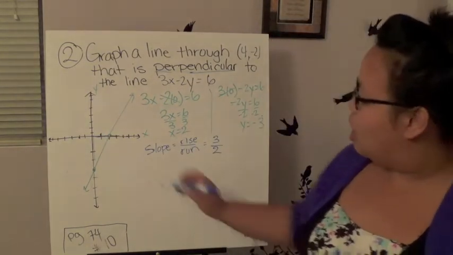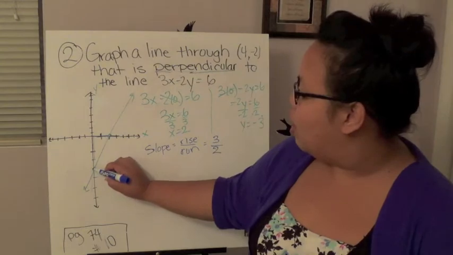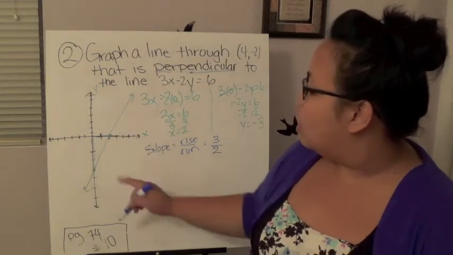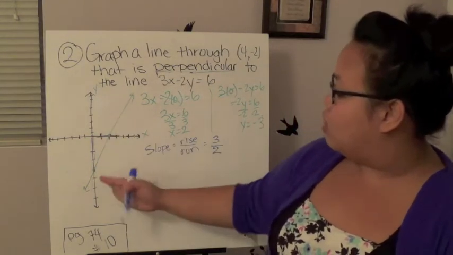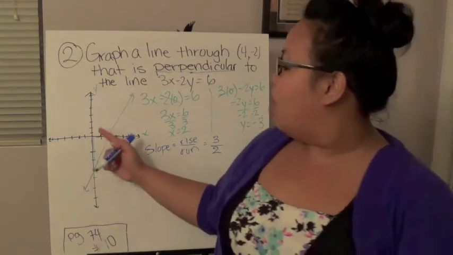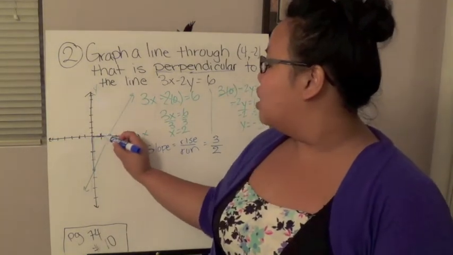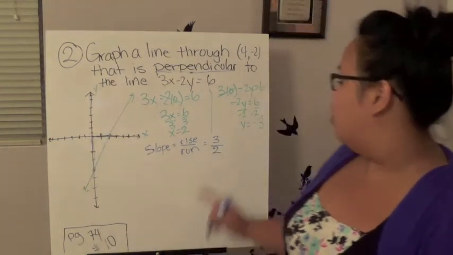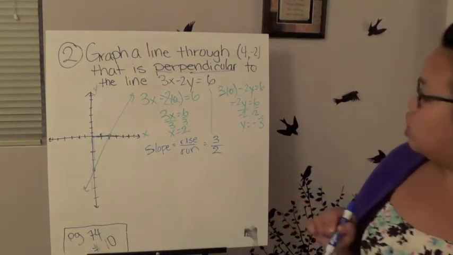Did you see how I found that? I figured out how much I went up: 1, 2, 3. Now sometimes it's going down, so it's negative, but this is a positive slope. So I went up 3, and I'm going to go positive 2. If I went backwards, it'd be negative. So 3 over 2 is my slope.